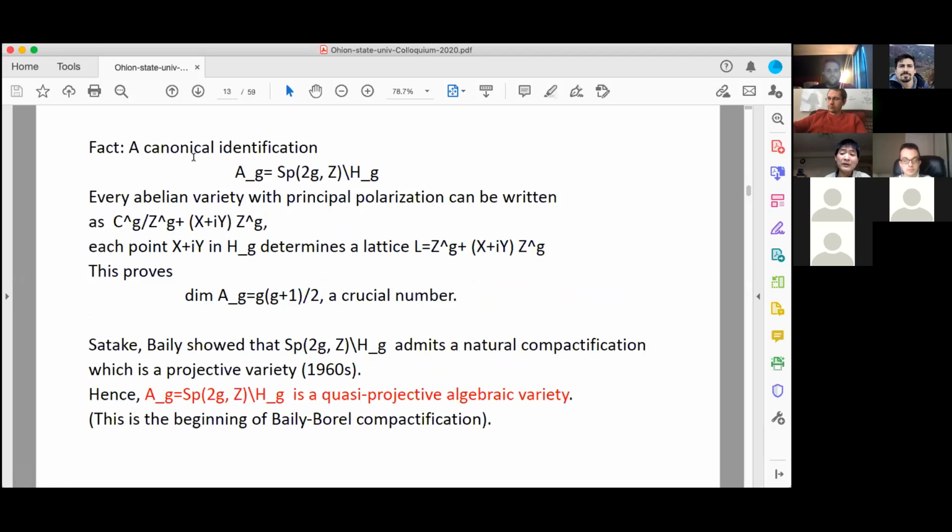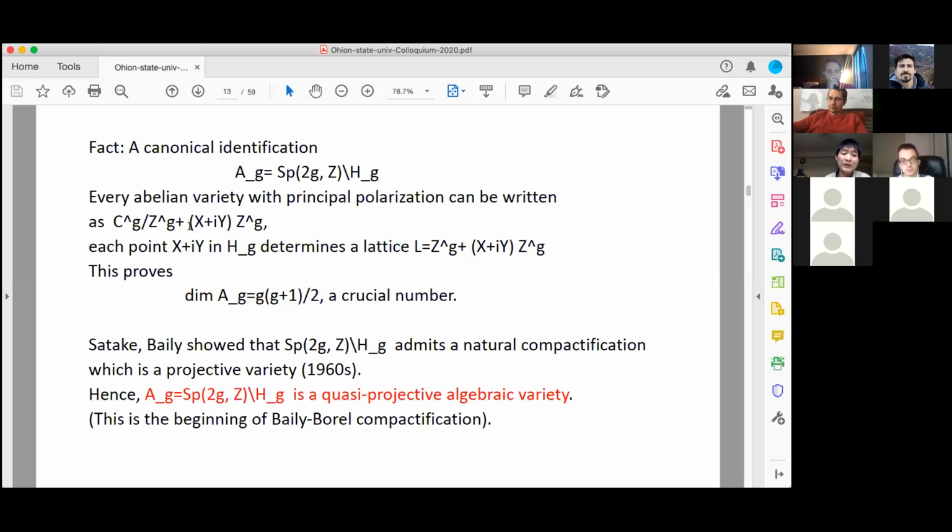It turns out that there is a canonical identification of A_g with the quotient of the Siegel upper half space under the action of the symplectic group Sp(2g, Z). Therefore, this is called the Siegel modular variety. Due to the following reason: every abelian variety with principal polarization can be written in this form, C^g over this lattice. This lattice is rather special.